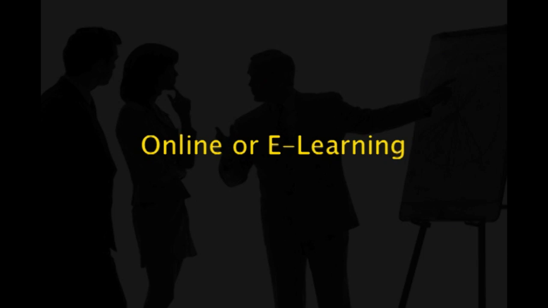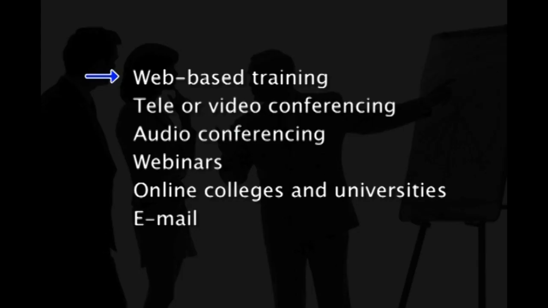Next is online or e-learning. In addition to computer-based training, many companies with employees in a variety of locations across the country are relying on other technologies to deliver training. This method is becoming more and more popular as access to the web becomes more widely available. Some examples for learning include web-based training, tele or video conferencing, audio conferencing, webinars, online colleges and universities and email.